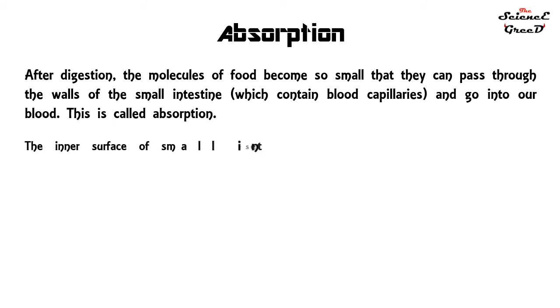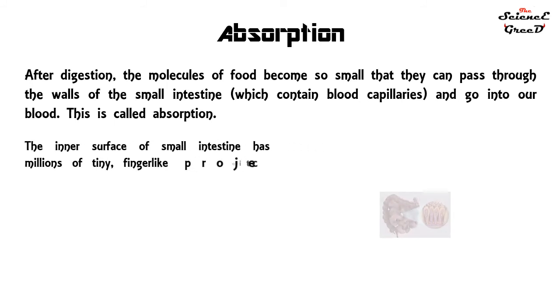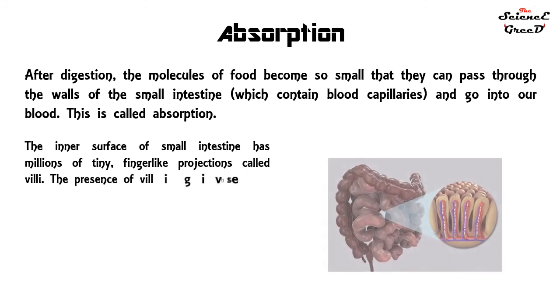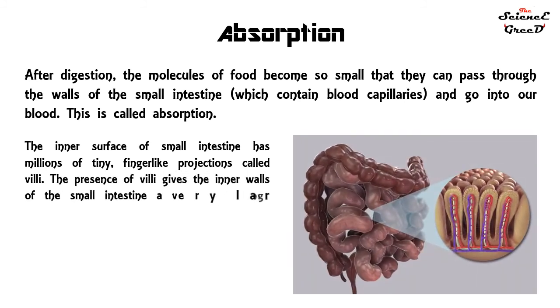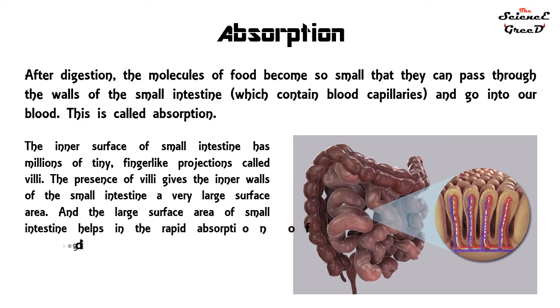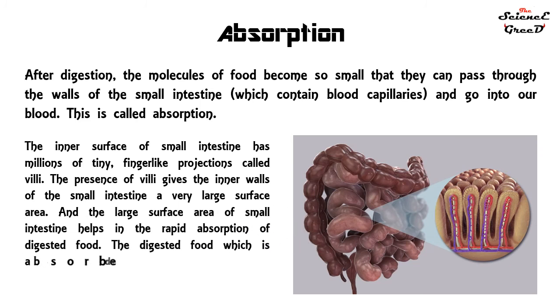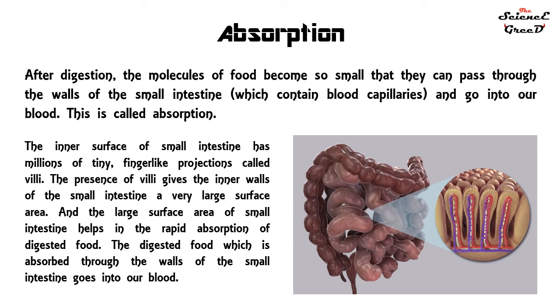The inner surface of small intestine has millions of tiny, finger-like projections called villi. The presence of villi gives the inner walls of the small intestine a very large surface area. And the large surface area of small intestine helps in the rapid absorption of digested food. The digested food which is absorbed through the walls of the small intestine goes into our blood.